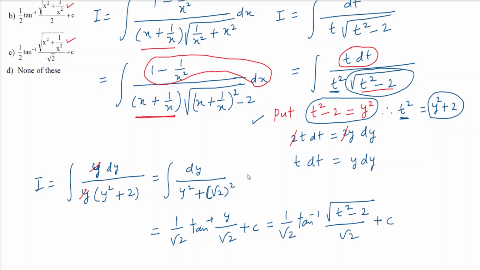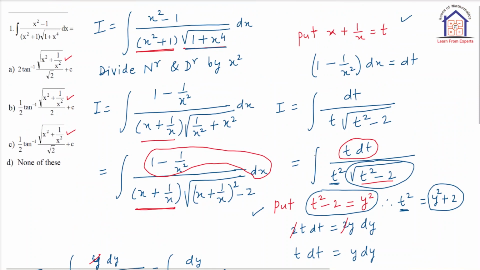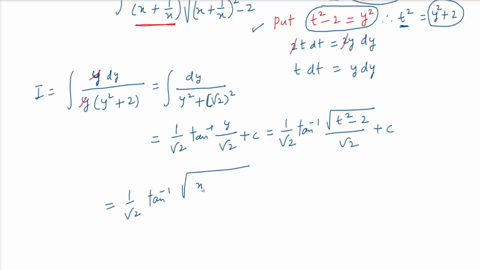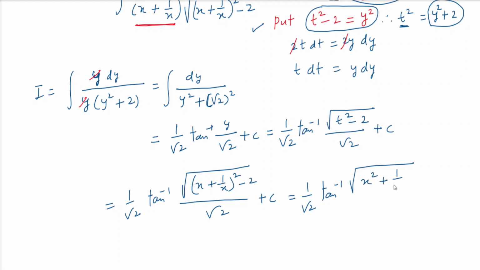Again we have to go back to the original variable x. So we have to put t equal to x plus 1 by x, substitute here. So this becomes 1 by root 2 tan inverse of square root of x plus 1 by x whole square minus 2 upon square root of 2 plus c. Here plus 2 minus 2 will get cancelled, the middle term, and I will get x square plus 1 by x square divided by square root of 2 plus c.